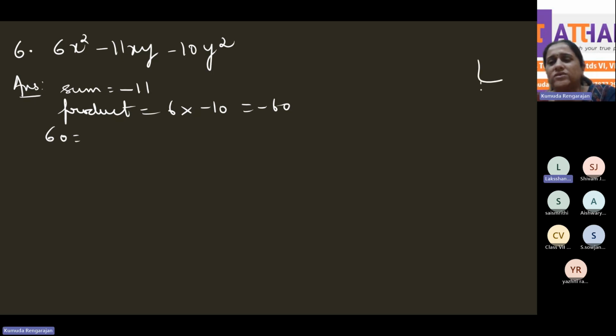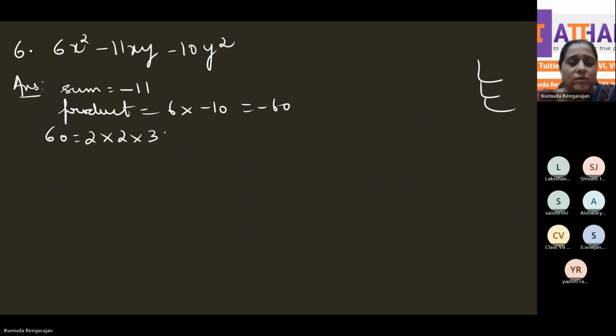Now 60 is equal to 2 into 2 into... You don't have to always do this. You can just have the tables in your mind. So what is 60? 12 5s are 60, right? Or 10 6s are 60, whatever. If you use 12 5s, what is 12? 2 2s are 4, 4 3s are 12. So 12 is 2 2s are 4, 4 3s are 12, and 12 5s are 60. You can use any tables and write.